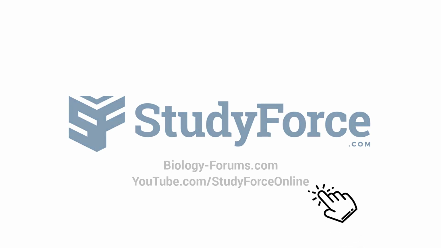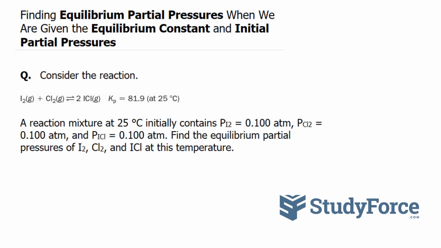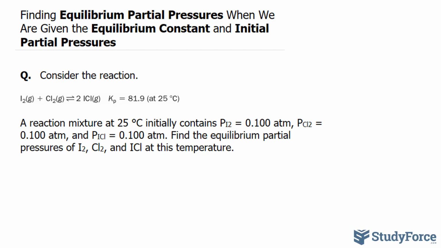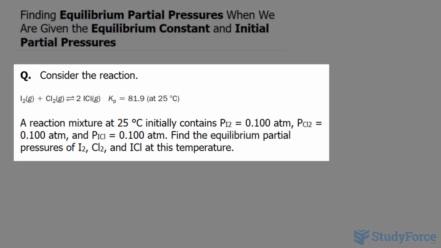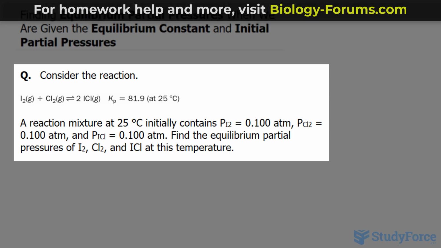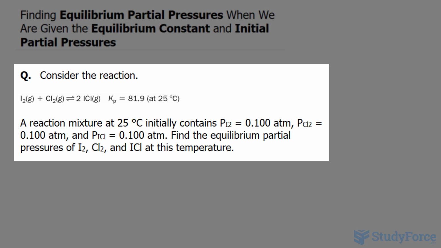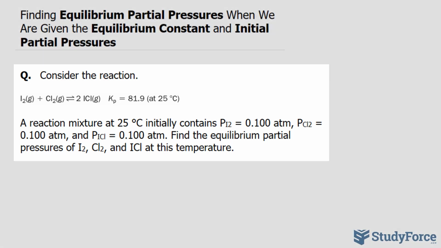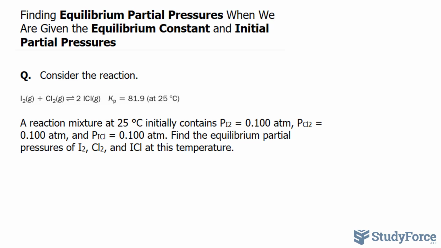In this lesson, I'll show you how to find the equilibrium partial pressures when we are given the equilibrium constant and initial partial pressures. The question reads, consider the reaction below. A reaction mixture at 25 degrees Celsius initially contains a partial pressure of iodine equaling 0.100 atmosphere, a partial pressure of chlorine gas equaling 0.100 atmosphere, and a partial pressure of ICl equaling 0.100 atmosphere. Find the equilibrium partial pressures of I2, Cl2, and ICl at this temperature.